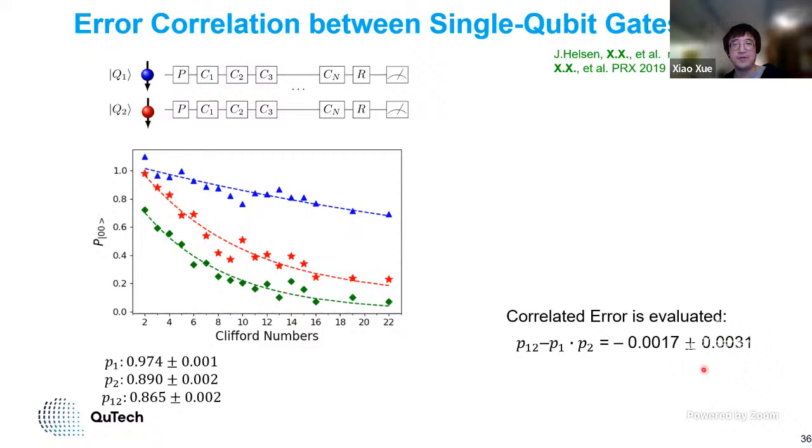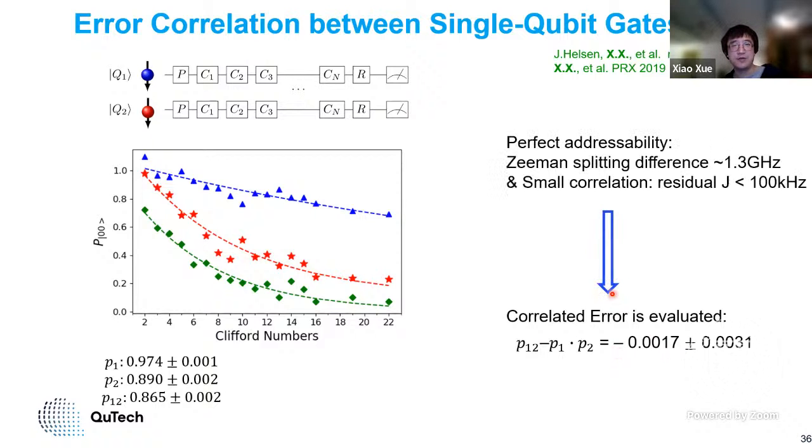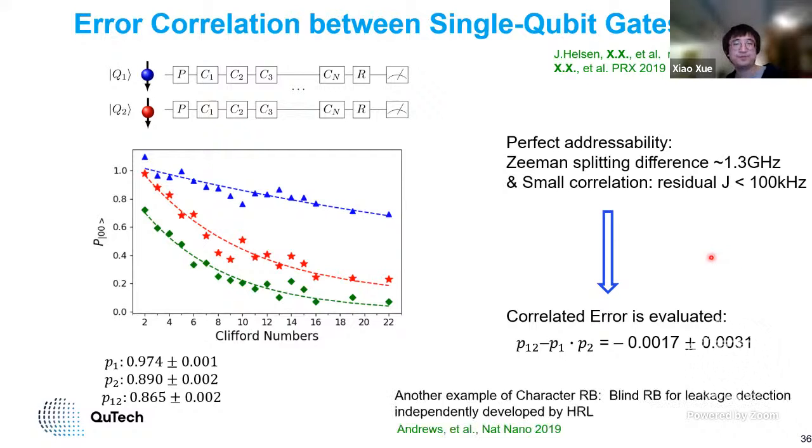What's nice is that we actually had no correlated error between the 2 qubits, because within the error bar, P12 has no difference from P1 times P2. And this is because we had a very large qubit frequency difference, about 1.3 gigahertz, and also we had very small residual correlation between the 2 qubits, less than 100 kilohertz.